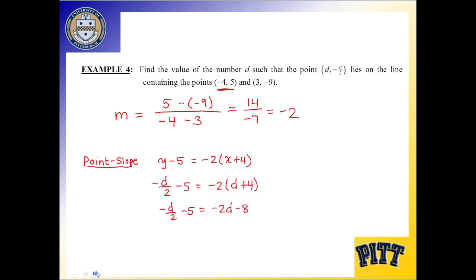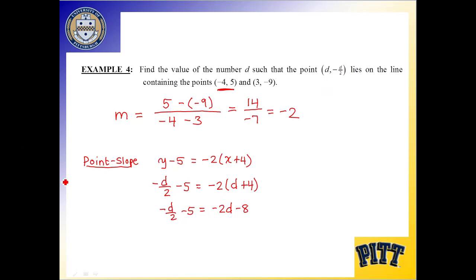And now, (d, negative d over 2) is another x and y coordinate that I'm going to have on this line. So I'm going to let that replace the x and the y respectively in these 2. And that gives me an equation that has d in it that I can actually solve. So if I substitute d for the x coordinate and negative d over 2 for the y coordinate, I get negative d over 2 minus 5 equals negative 2 times the quantity d plus 4. I distribute the negative 2 on the right.